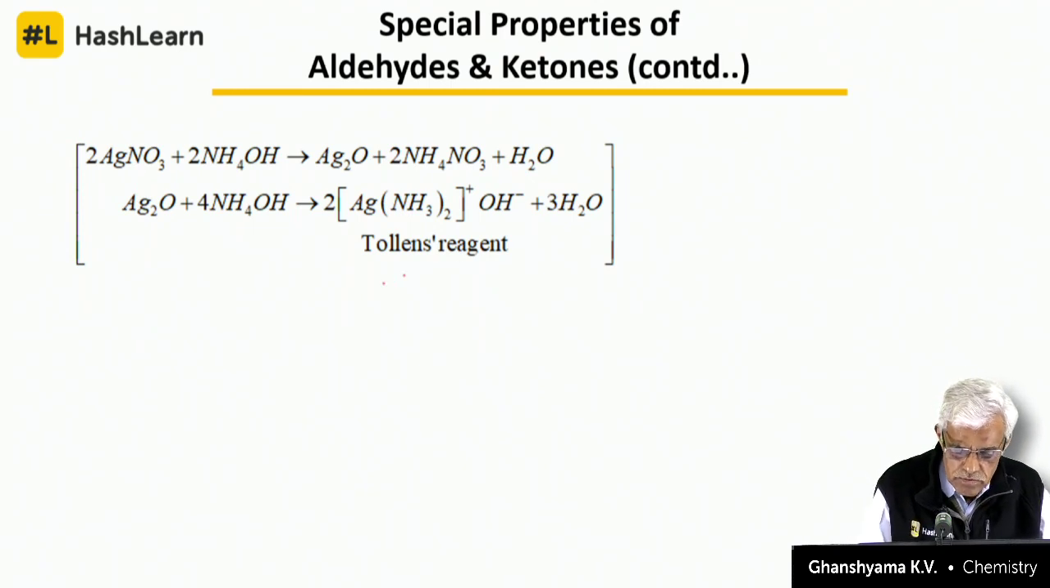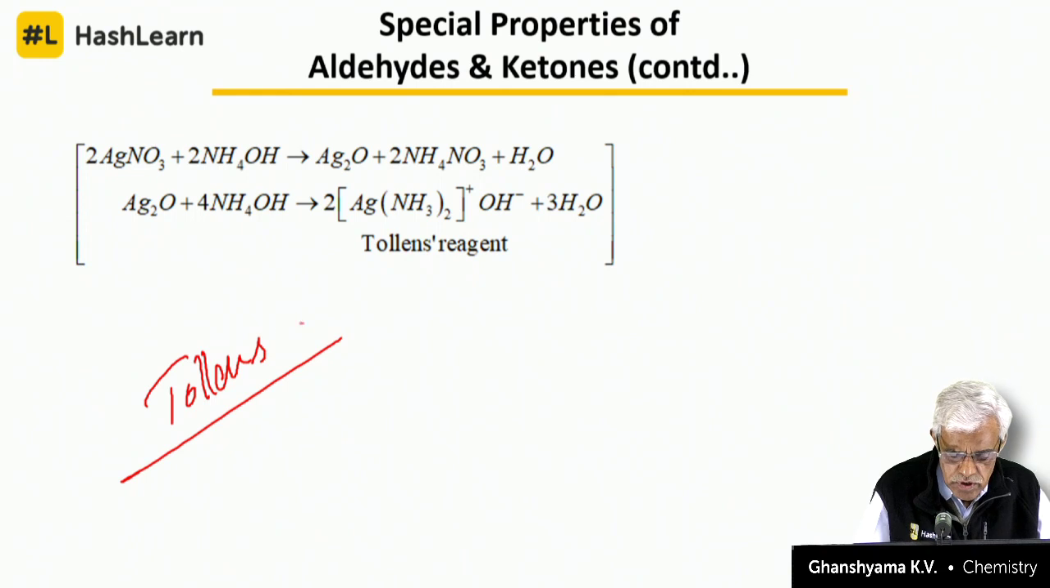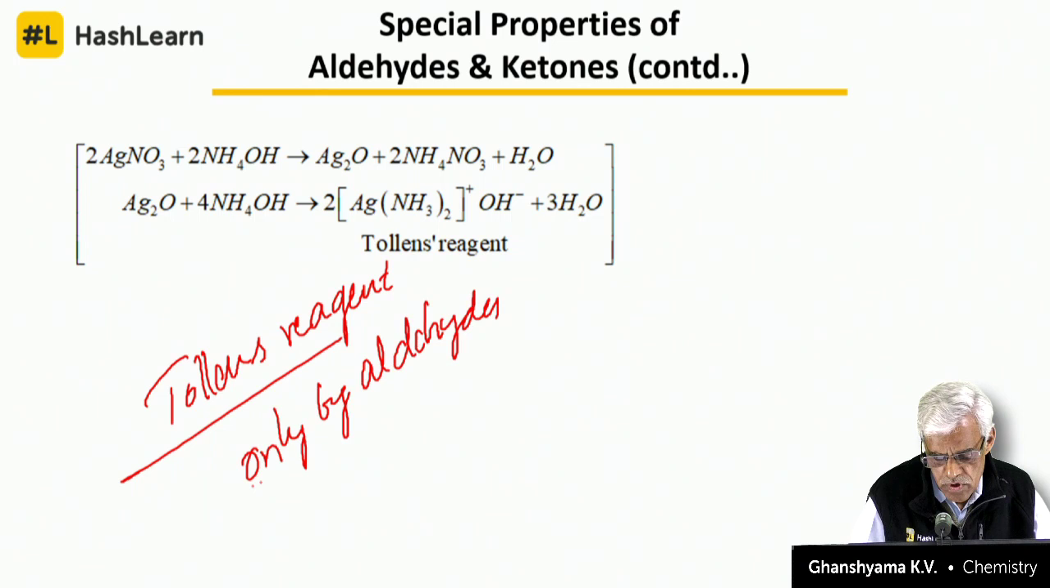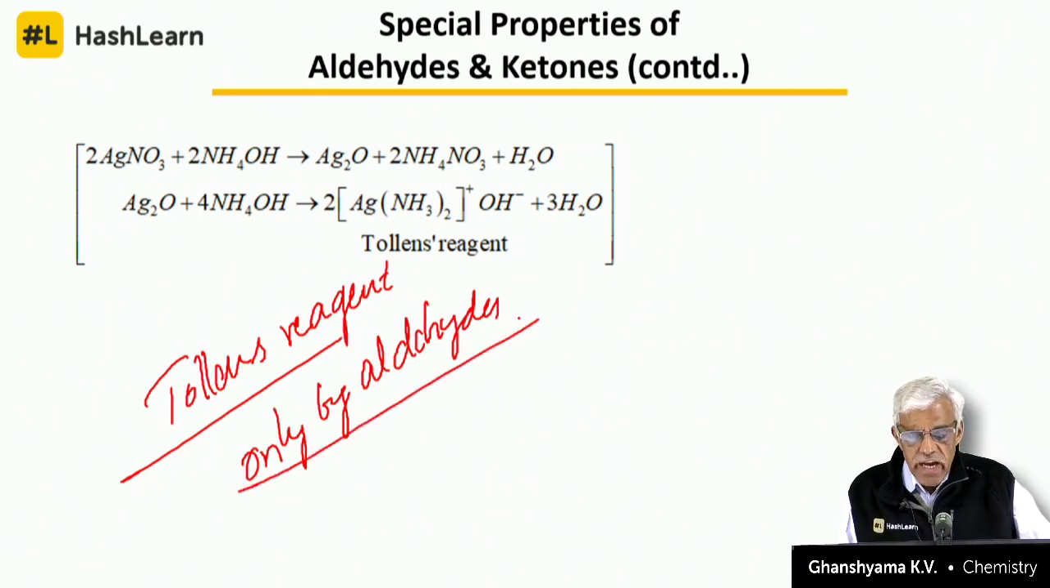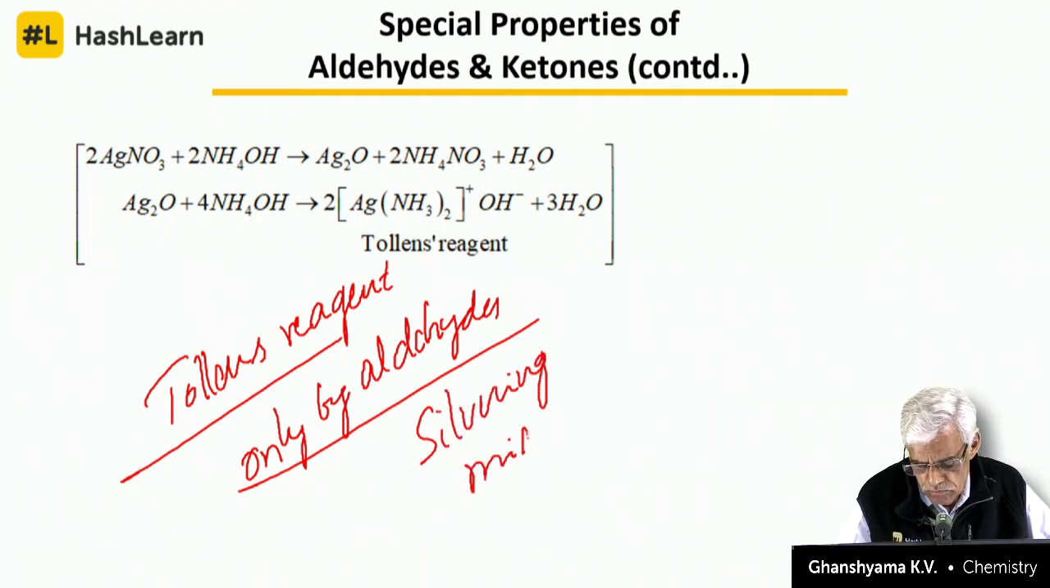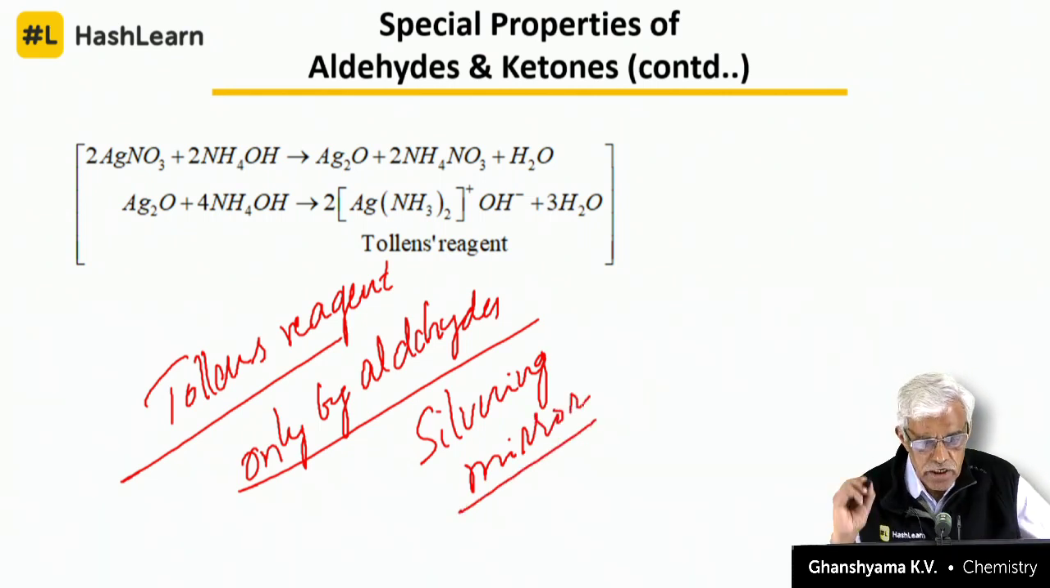Next one is Tollens reagent test. This is answered only by aldehydes, and this reaction is used in silvering mirror, or silvering a glass and converting it into mirror.